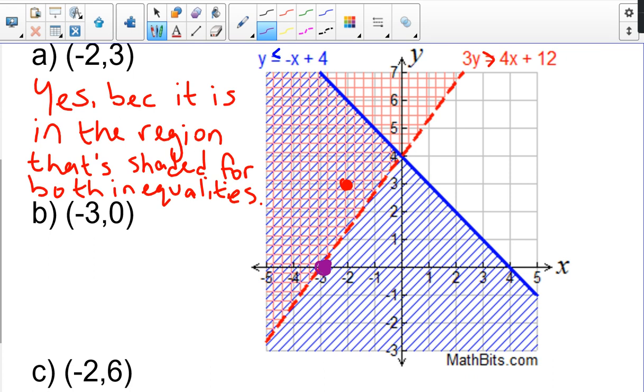If it's a solid line, then it's included. Here it's a dashed line, no equal sign. No, the point on the dashed line is not included. So the answer is no. (-3, 0) is not a solution, okay?